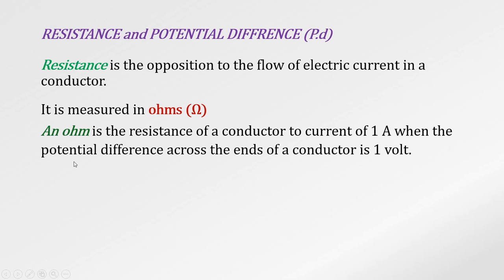Good. As you're aware, with units, you start by naming the physical quantity that the unit measures. Like here we said an ohm is the resistance. For example, if we say Pascal is the pressure, since it is a unit of pressure, a joule is the work done. So even here an ohm is the resistance of a conductor to current of 1 ampere when the potential difference across the ends of the conductor is 1 volt.